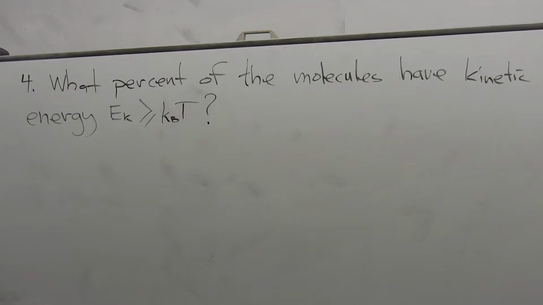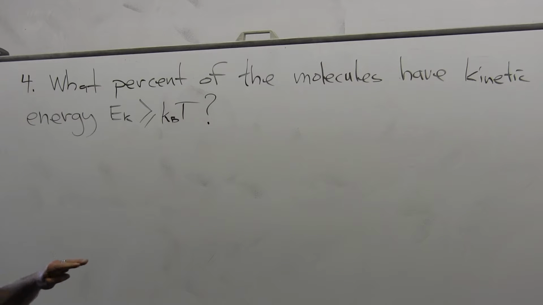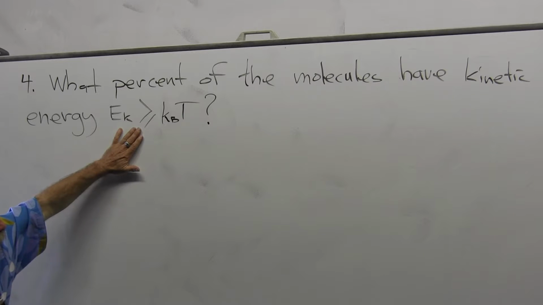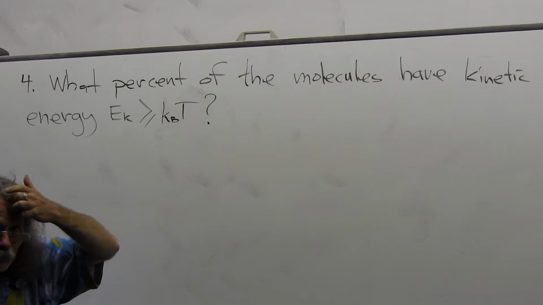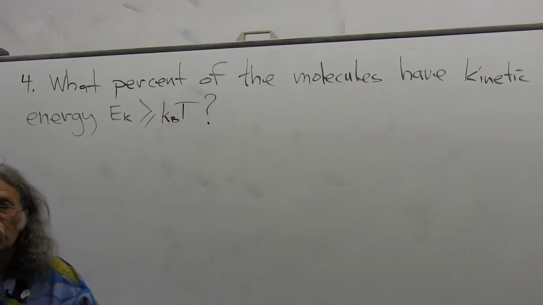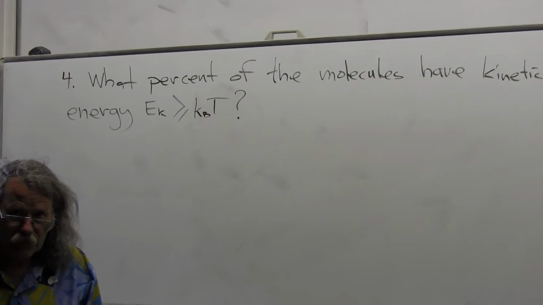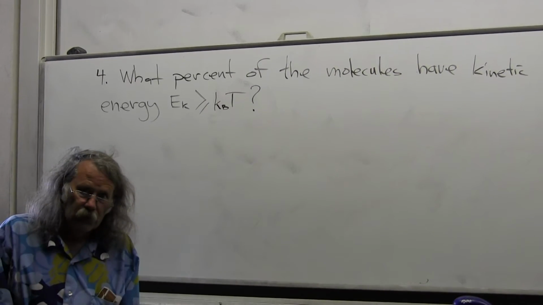Okay. This is problem 4. And the question is very straightforward. What percent of the molecules have kinetic energy, E sub k, greater than or equal to k sub B times T? So this is a simple percentage problem. We simply have to get the information in some sort of decimal fraction and then convert that to a percentage.